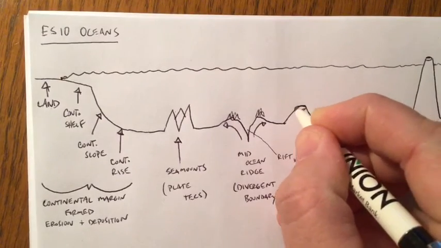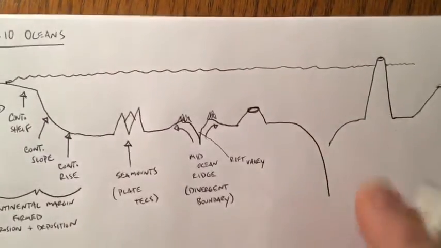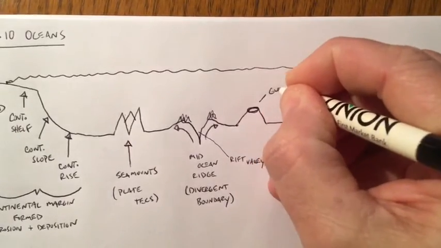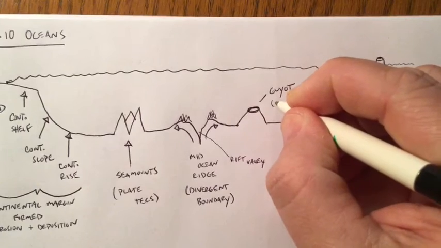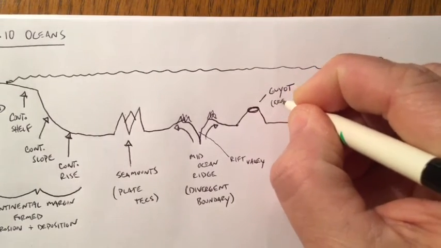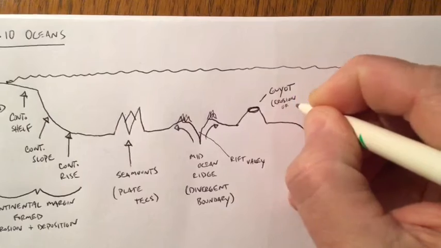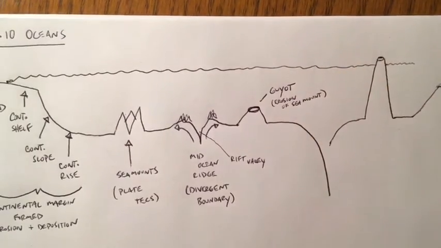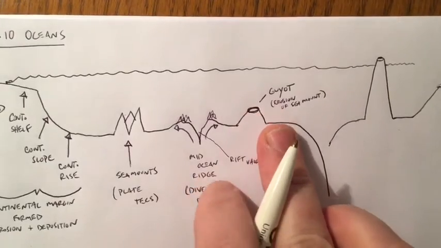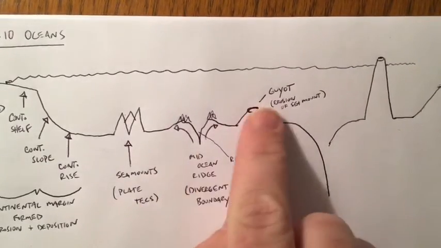This seamount with an eroded flat top, this is called a guyot, and that is formed by the erosion of a seamount. So in order to have erosion of a seamount, you have to have a seamount first. So a guyot is formed first by plate tectonics and then erosion.